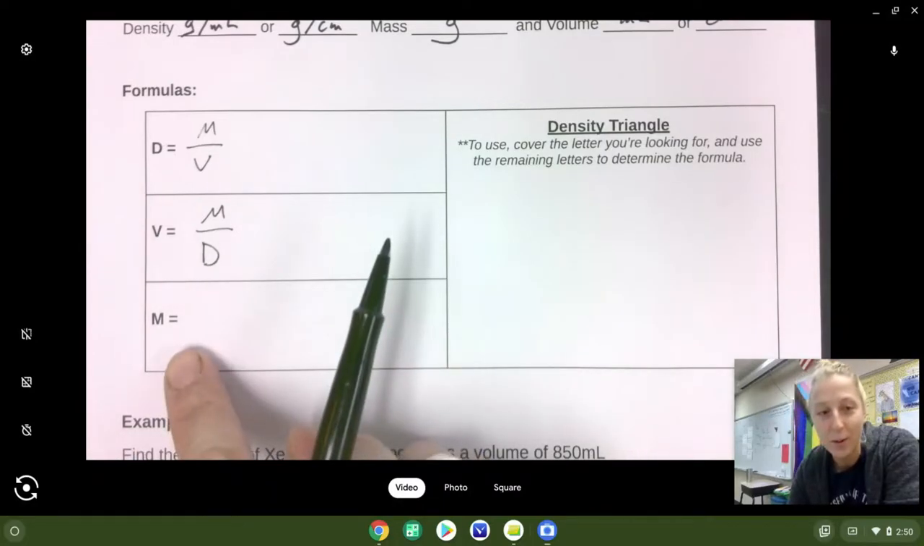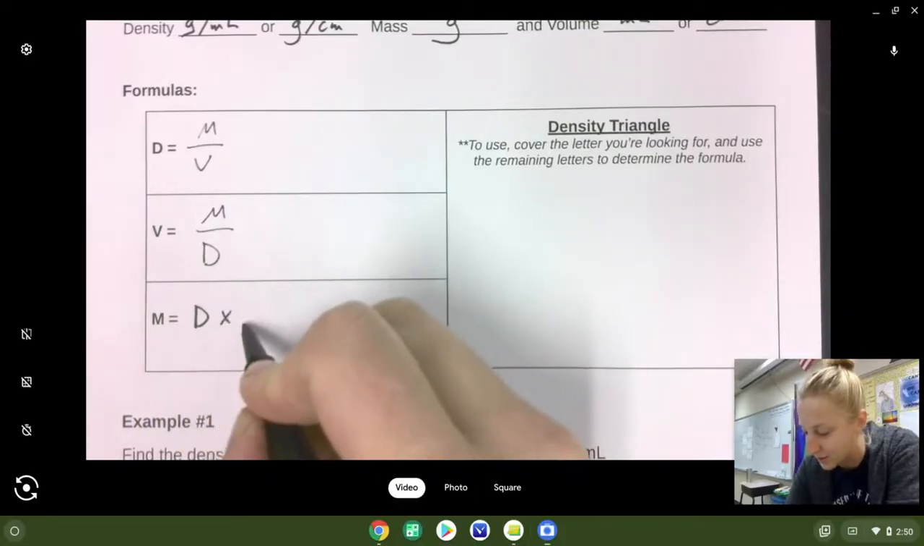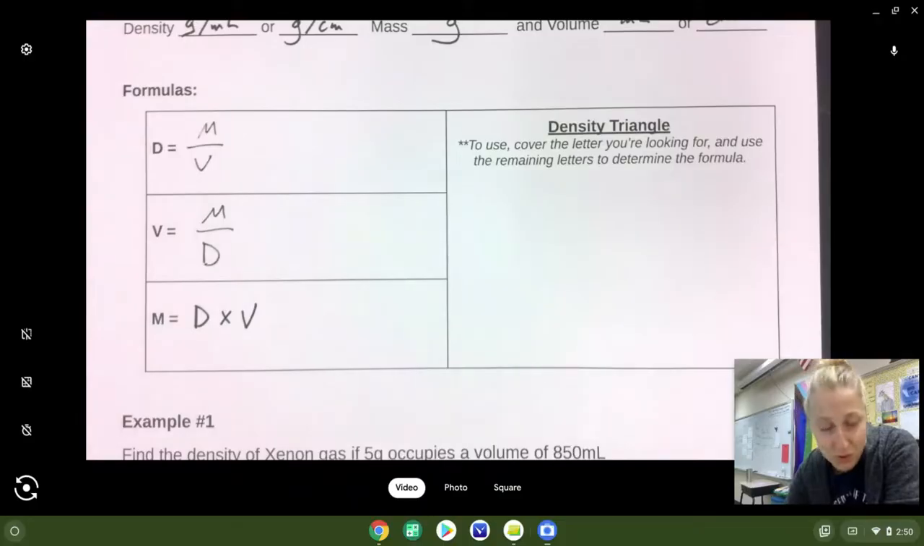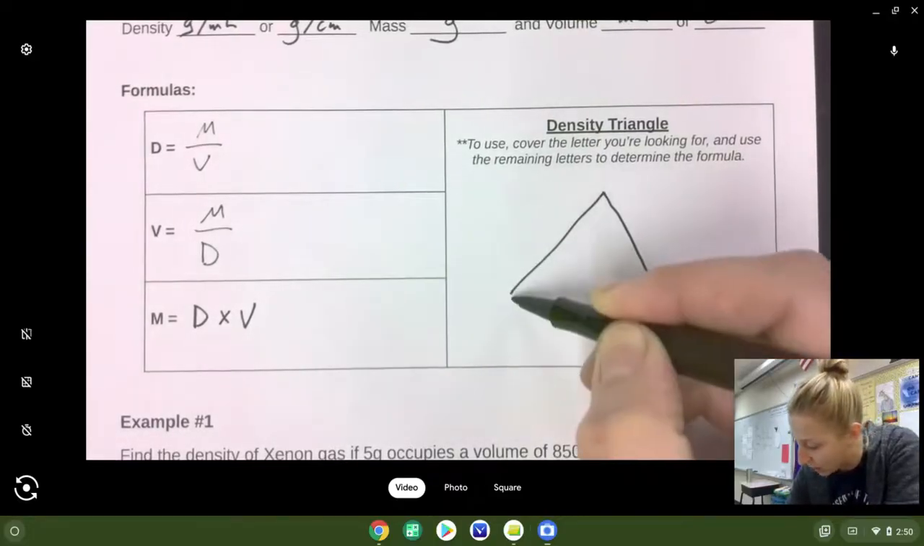And then the formula for mass is going to be density times volume. Okay? So you could just memorize those 3 formulas if that's what is going to work for you. For me, I don't like memorizing things. Instead, what I like to do is use this density triangle.